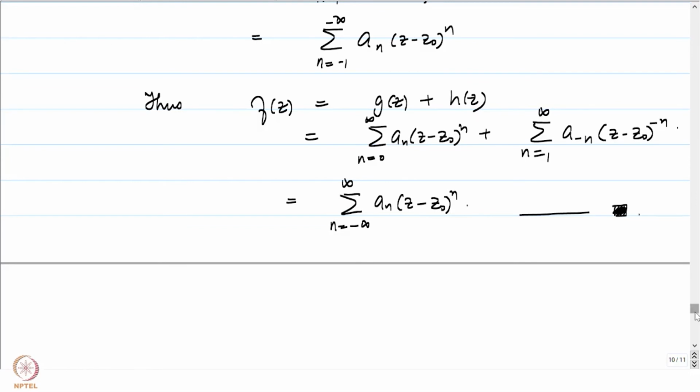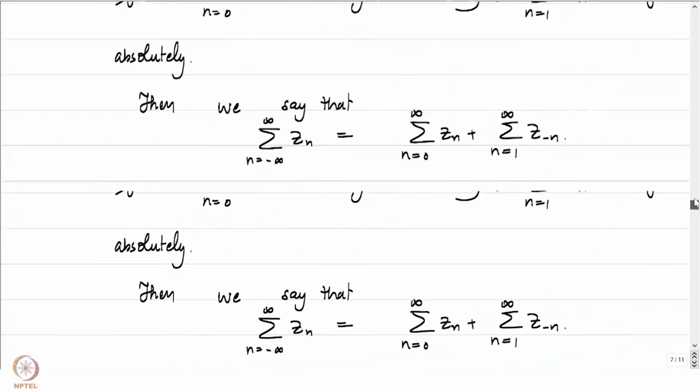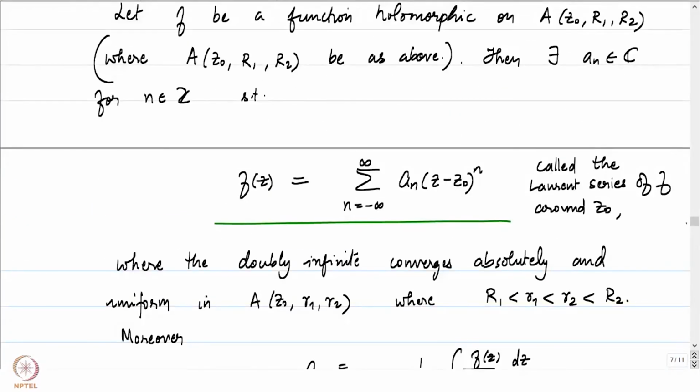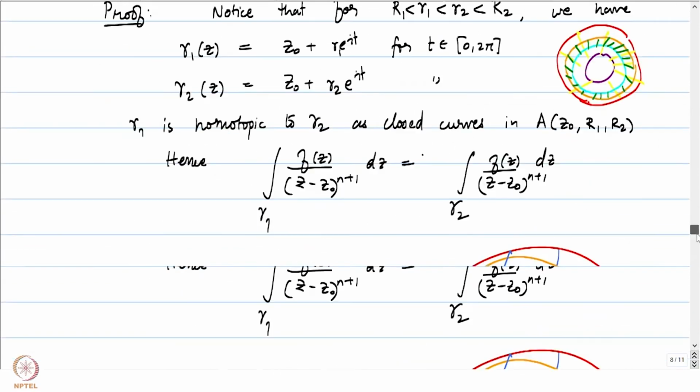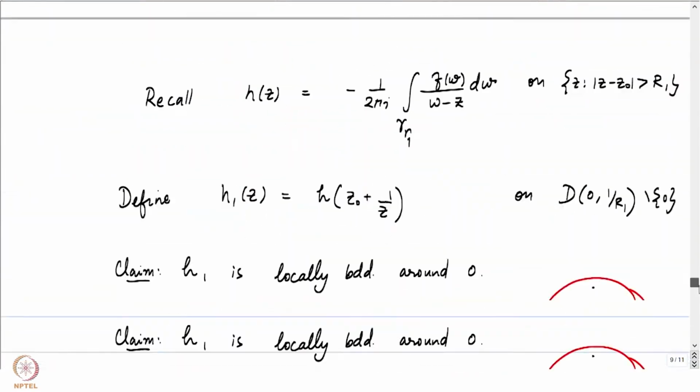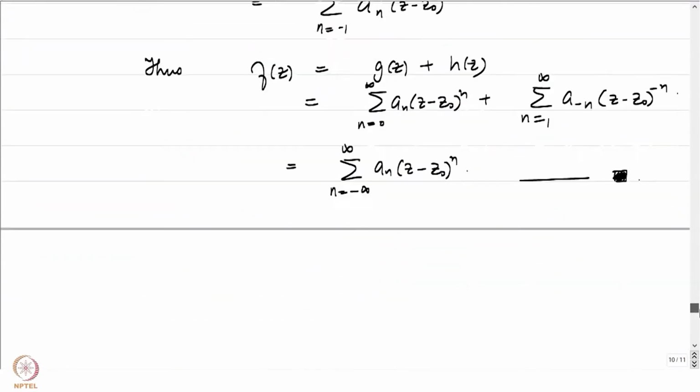So let's go back. It was a long proof. Let's go back and check what we have proved. What we have effectively established is that when f is a function which is defined and is holomorphic in an annulus of r1, r2 radii, then we can write the function f as the Laurent series expansion given by summation a n z minus z0 to the power n, where the indices are now from n equal to minus infinity to infinity. And we noticed that when r1 is equal to 0, what we effectively have is a Laurent series expansion of a function which has a singularity at the point z0.